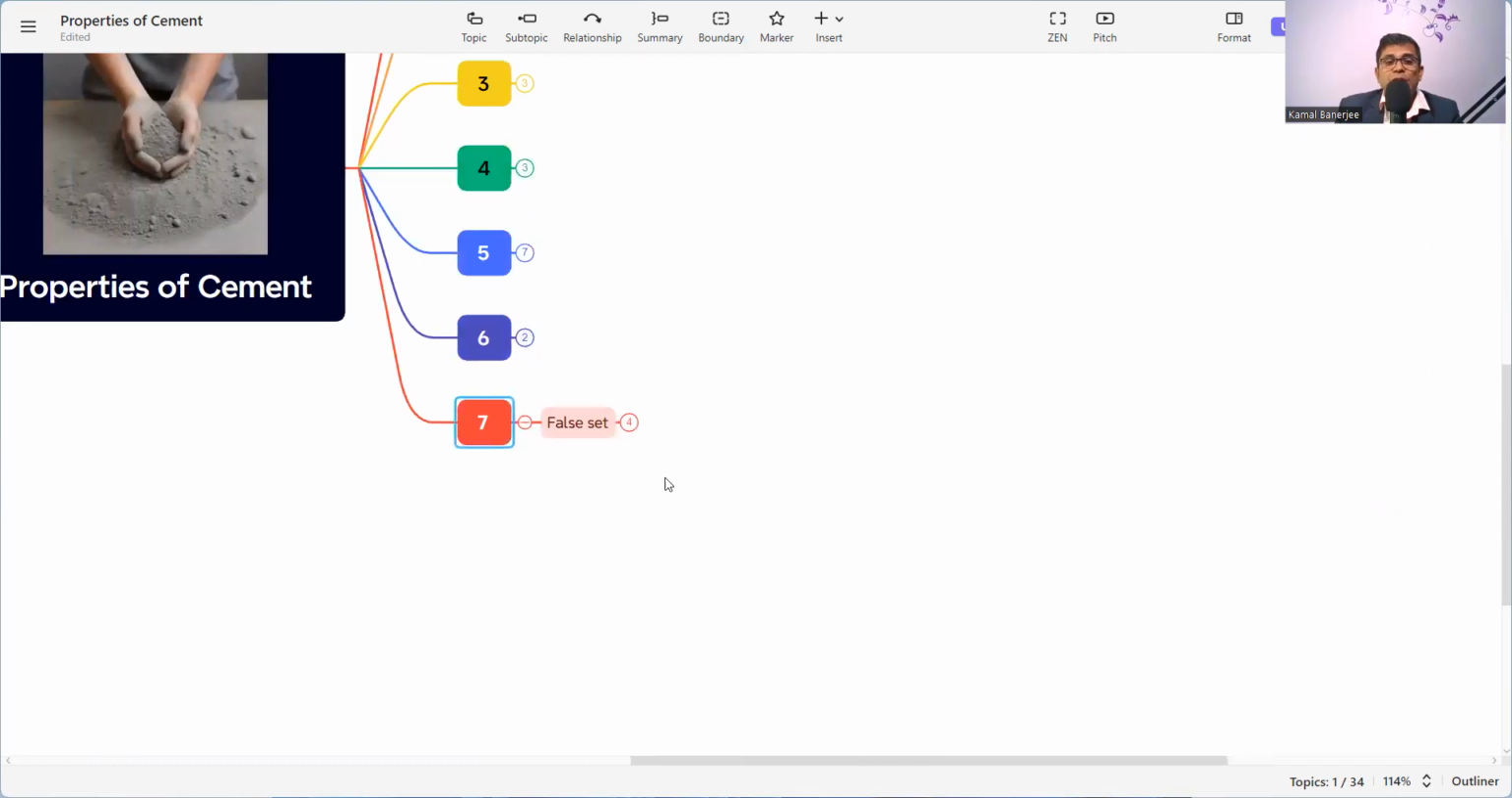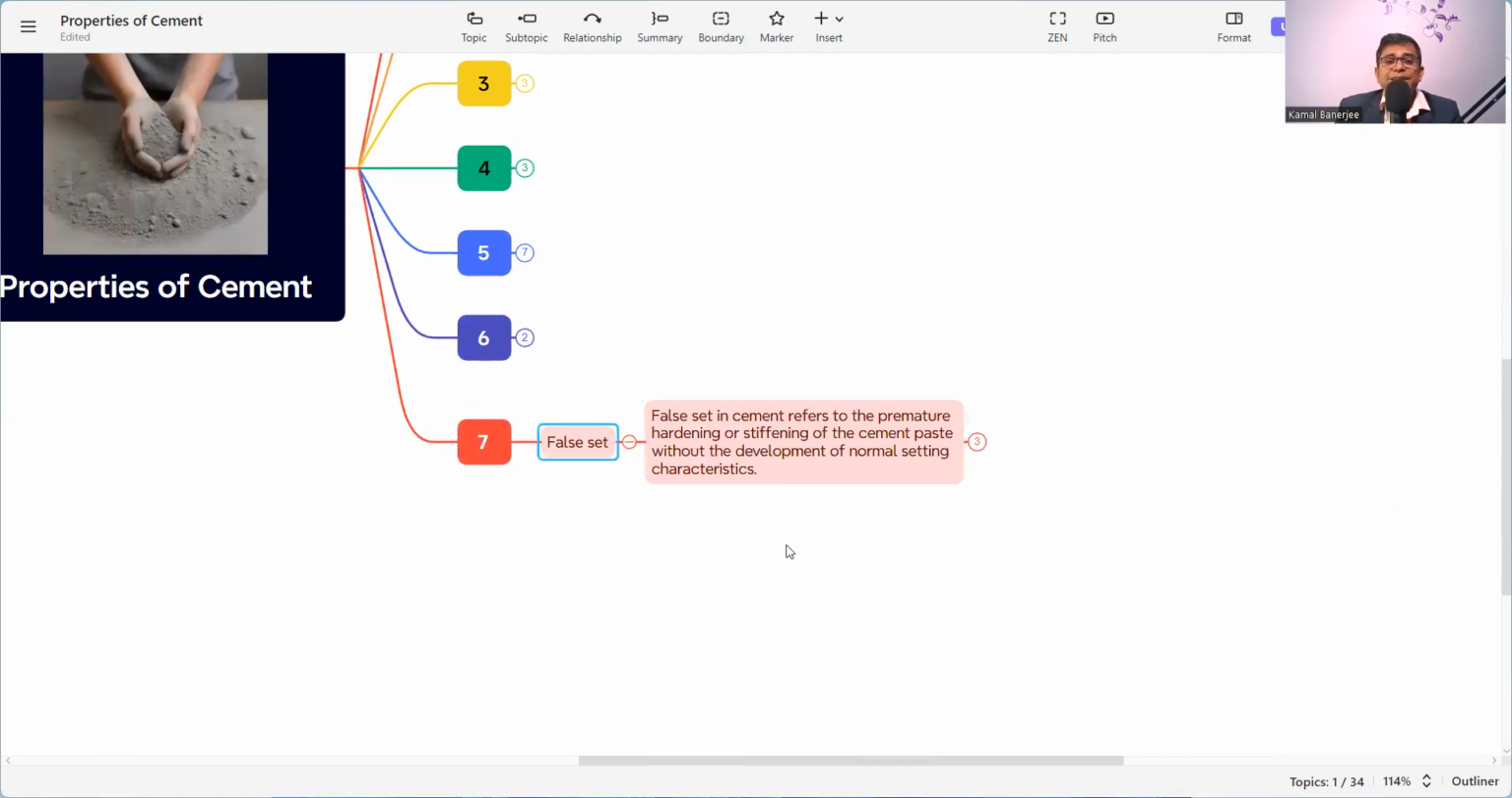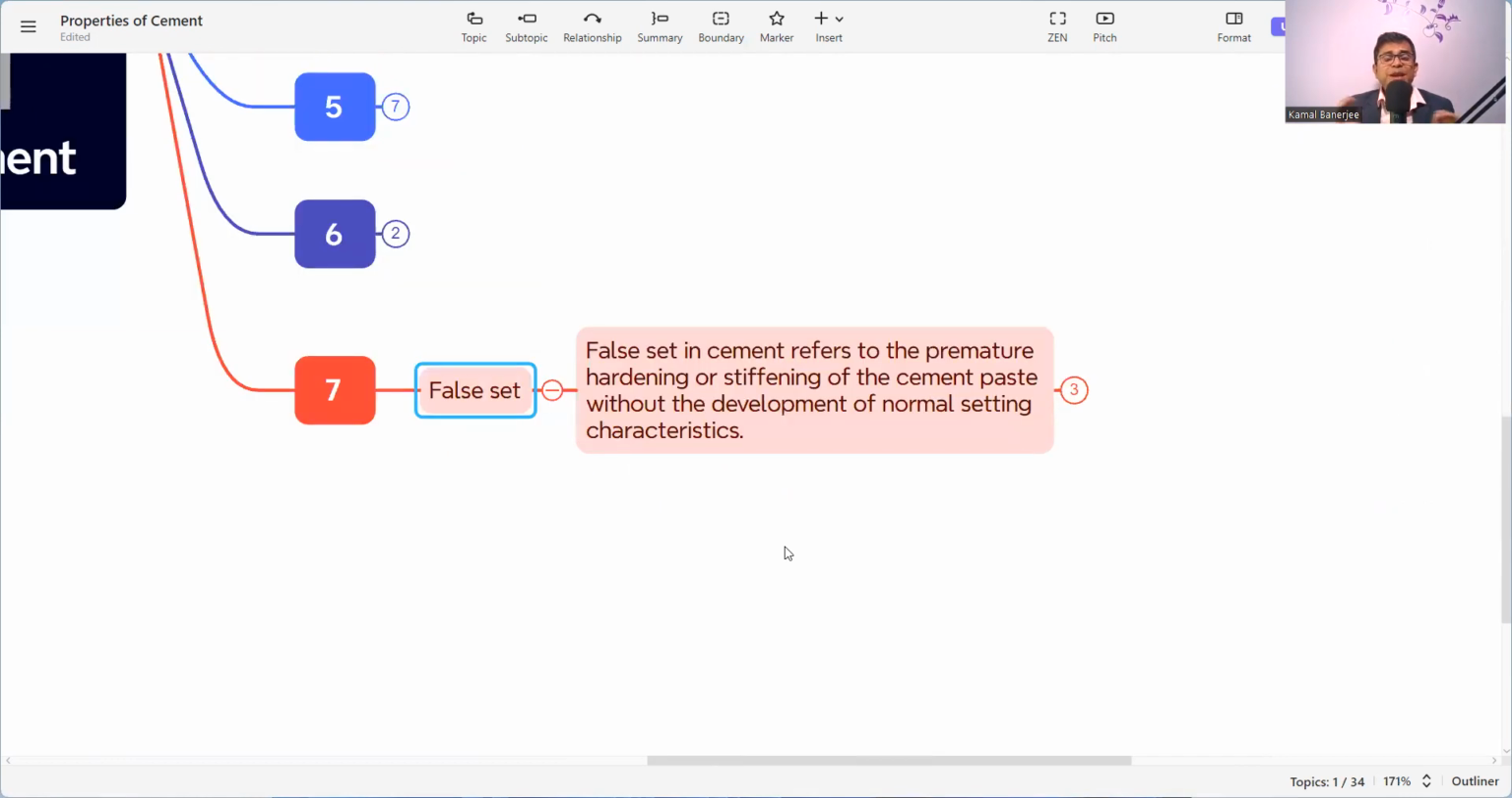The next is false set. What is false set? False set in cement refers to the premature hardening or stiffening of the cement paste without the development of normal setting characteristics. That means it is not the normal setting. It is the premature hardening or stiffening, so it is not giving the initial setting or the final setting, but it becomes stiff. And if it is stiff, we cannot pour the concrete. So it becomes very difficult to use that concrete. So this is called false set.